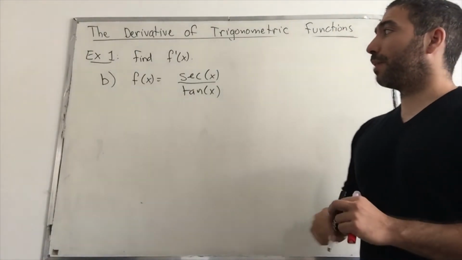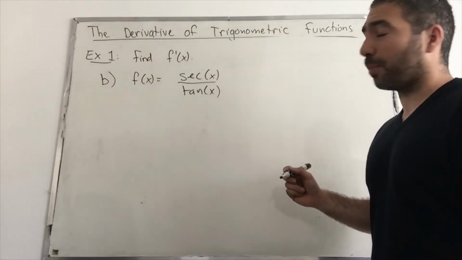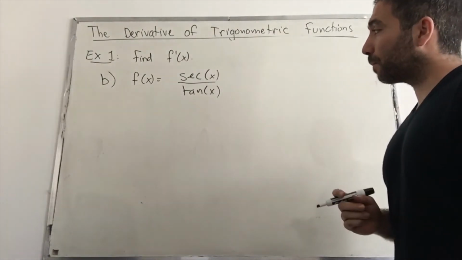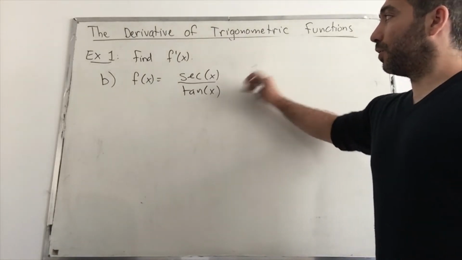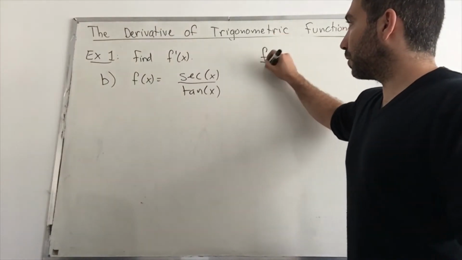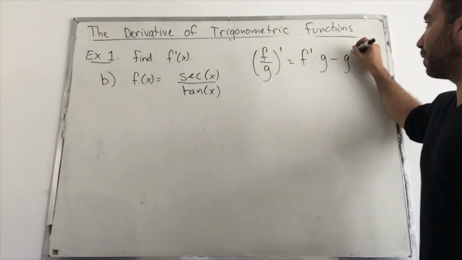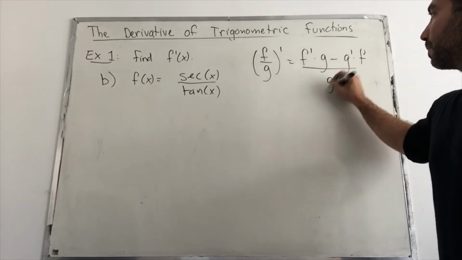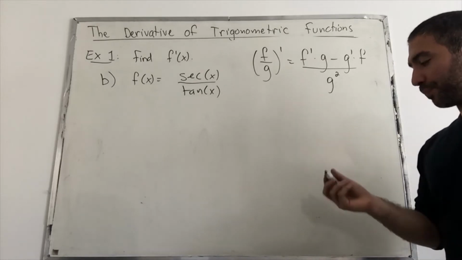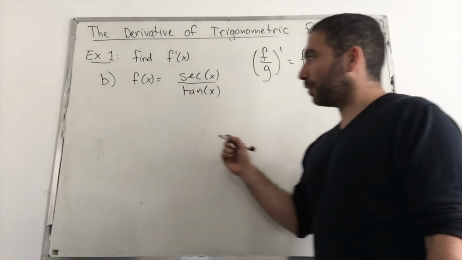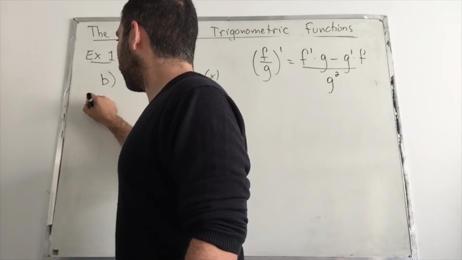So in this example here, we have f of x is equal to secant x divided by tan x. So let's go ahead and solve that. Again, pause the video, try it on your own. So we have a division, so we're using quotient rule. Let's put that on the board. Whenever you have a division, it's f prime times g minus g prime times f, over g squared. So we're going to be using this. So let's go ahead and do that. Let's call this method 1.